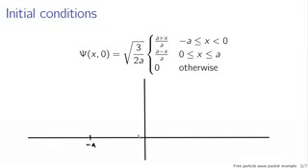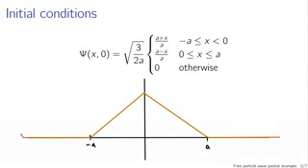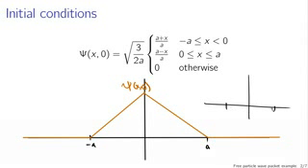from, say, minus a to a, our wave function is a triangle. And outside of those regions, our wave function is 0. So this is now psi of x at t equals 0. If this is our wave function, hopefully you remember what the probability density as a function of position looked like at time t equals 0 as well. Between minus a and a, it sort of looked like two parabolas joined together.